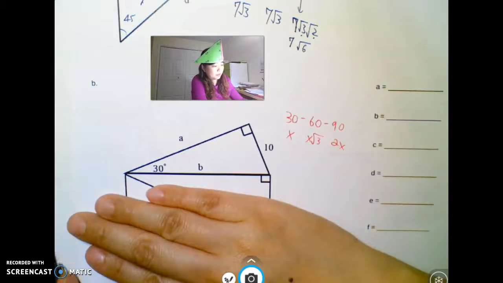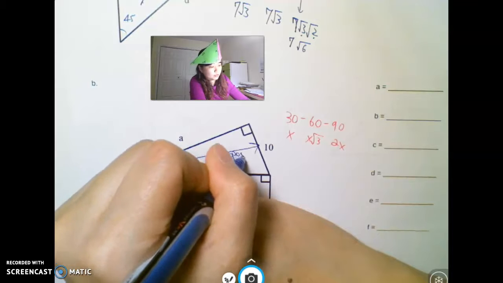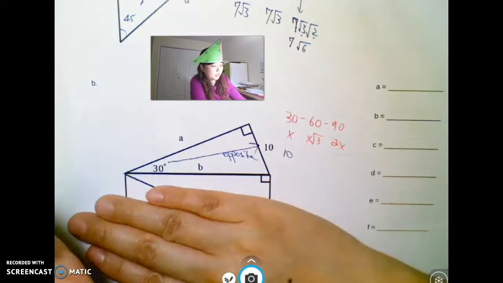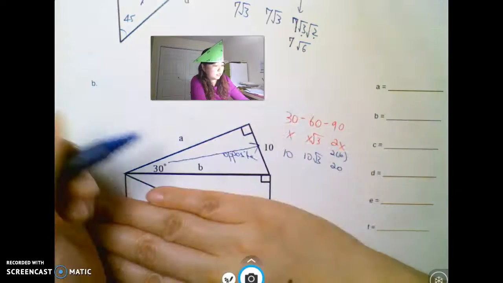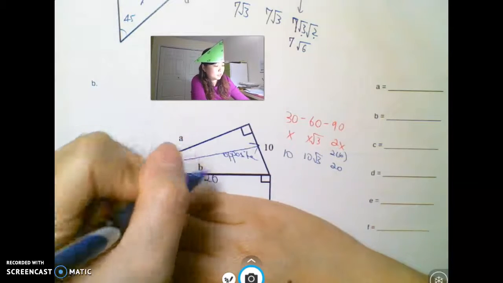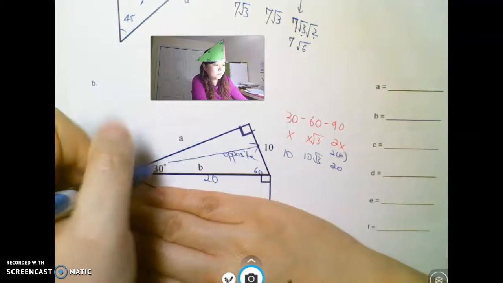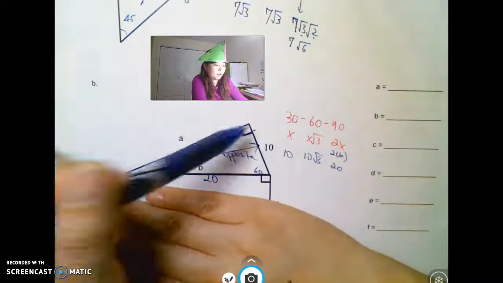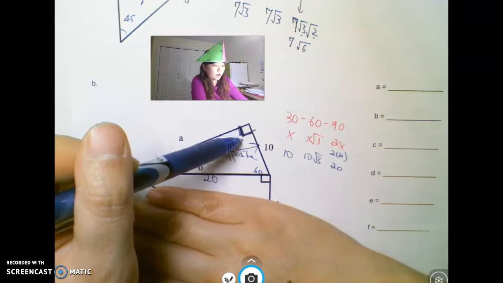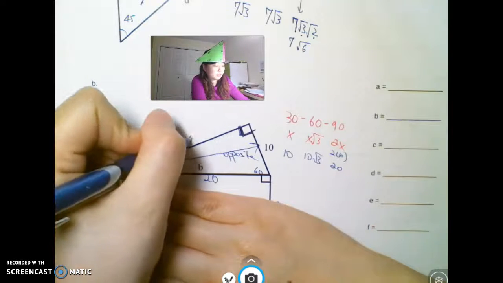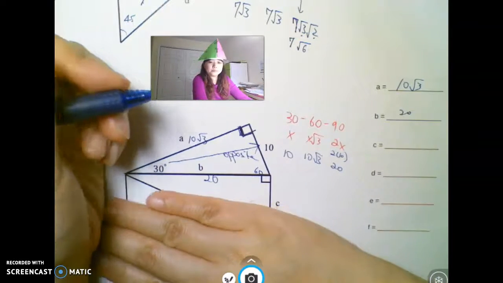So what do I have? We have the side opposite 30, which is 10. So that would be 10 root 3, and 2 times 10, which is 20. So B is 20, because that's opposite of 90. Watch out, because unlike the first example, where this was the hypotenuse, now the triangle is kind of flipped around. So opposite of 90, that's 20. So A is 10 root 3, and B is 20.